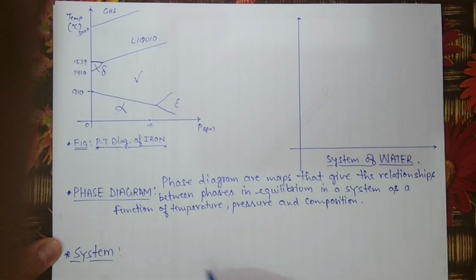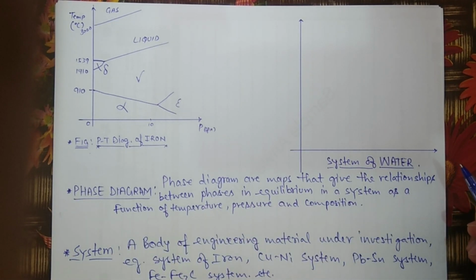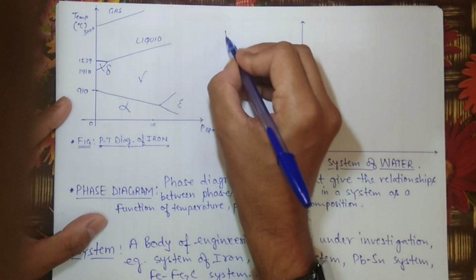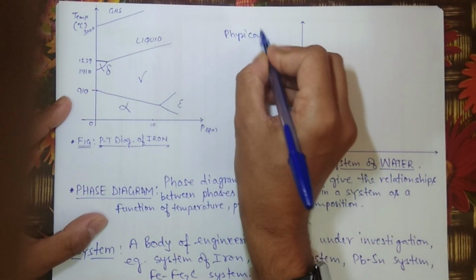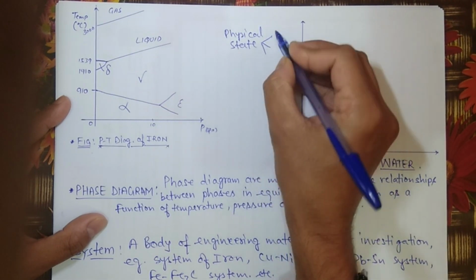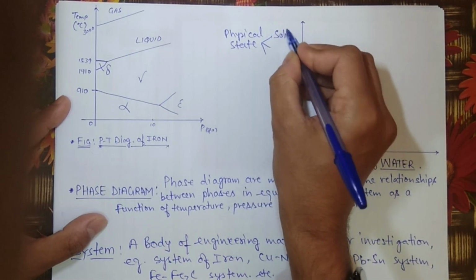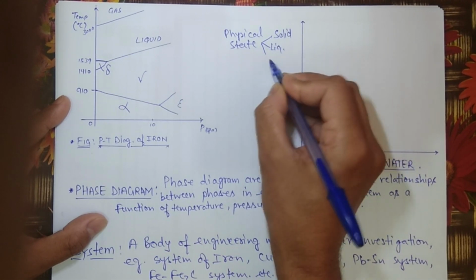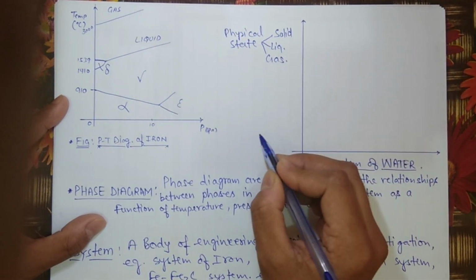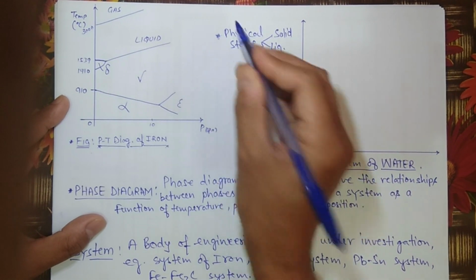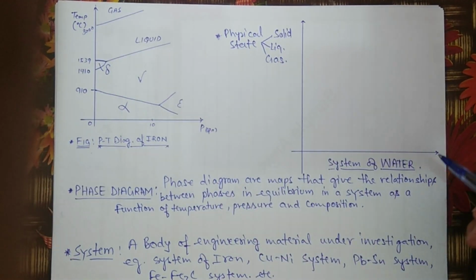So to introduce a little bit more about these phase diagrams, I'm going to explain a system of water. So in a system of water, we know the physical states of water. We know water exists in three states, that is solid, liquid and gaseous state.